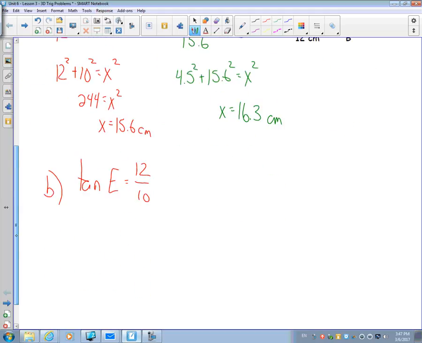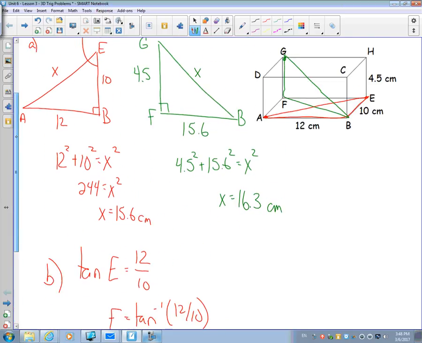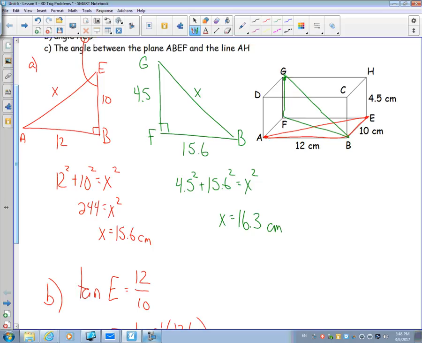I'm going to take the inverse of that, 12 over 10, into my calculator, and I ended up with 50.19, or in other words, 50.2 degrees. Now, that's one option. As I said, you have SOHCAHTOA, you have all three sides. You could use the cosine law. You could use the sine law if you really want to. You've got to pick and choose which one you want to use.